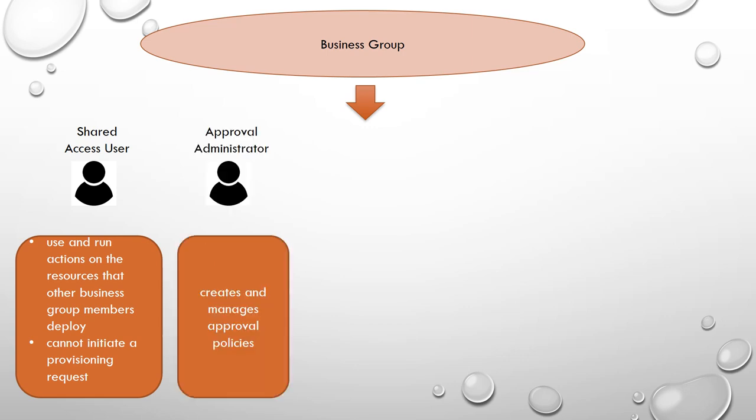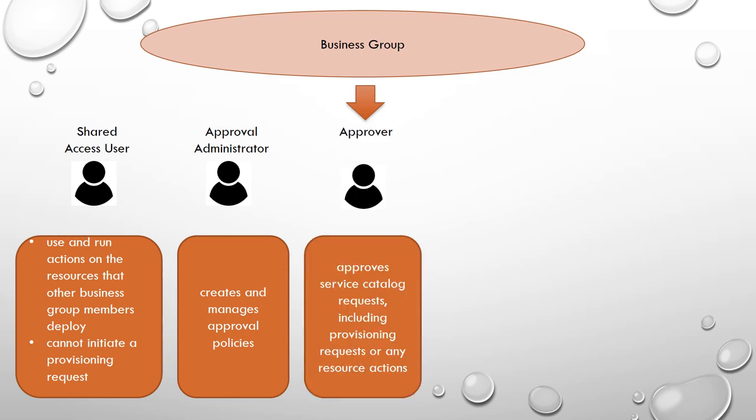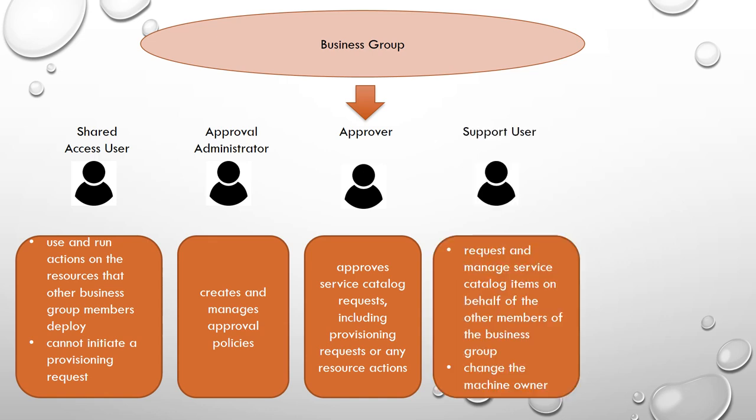The approval administrator creates and manages the approval policies. The approvers are the ones defined in the approval policy as to whom the approval request will go to. These approval policies are defined by the approval administrator or the business group manager for their own business group. And whenever a provisioning request or a change request has been generated, the approval policies associated with that request will send an approval request to an approver, which in turn can accept or deny a request.